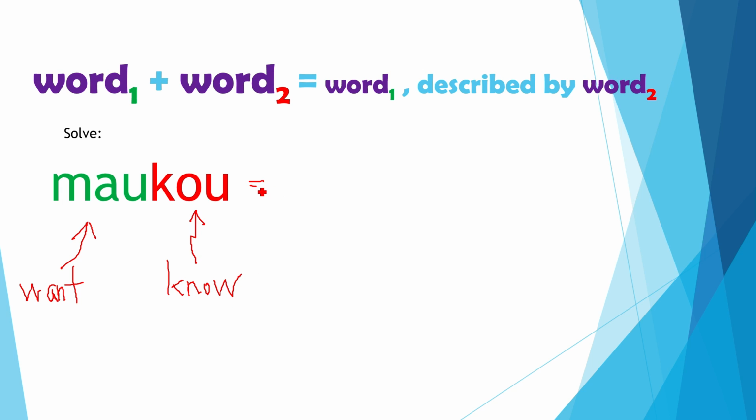So what do we have as the result? Well, it's the want described by know. I won't write it because I'm too lazy, but think about it. If you say "I want," that's not specific, right? That's not specific.